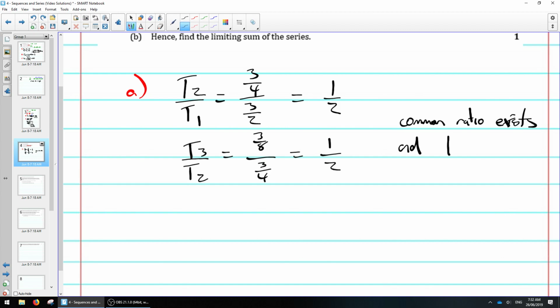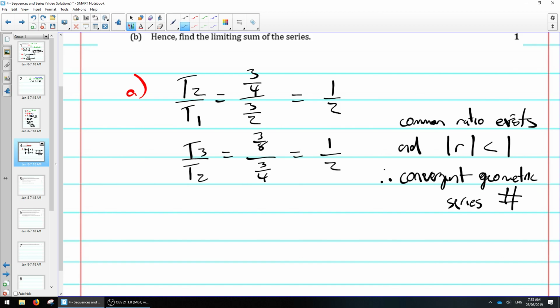And the absolute value of r is less than 1, because the question is also asking us to show that it's convergent, and we see that the absolute value of a half is indeed less than 1, so therefore it's a convergent geometric series.